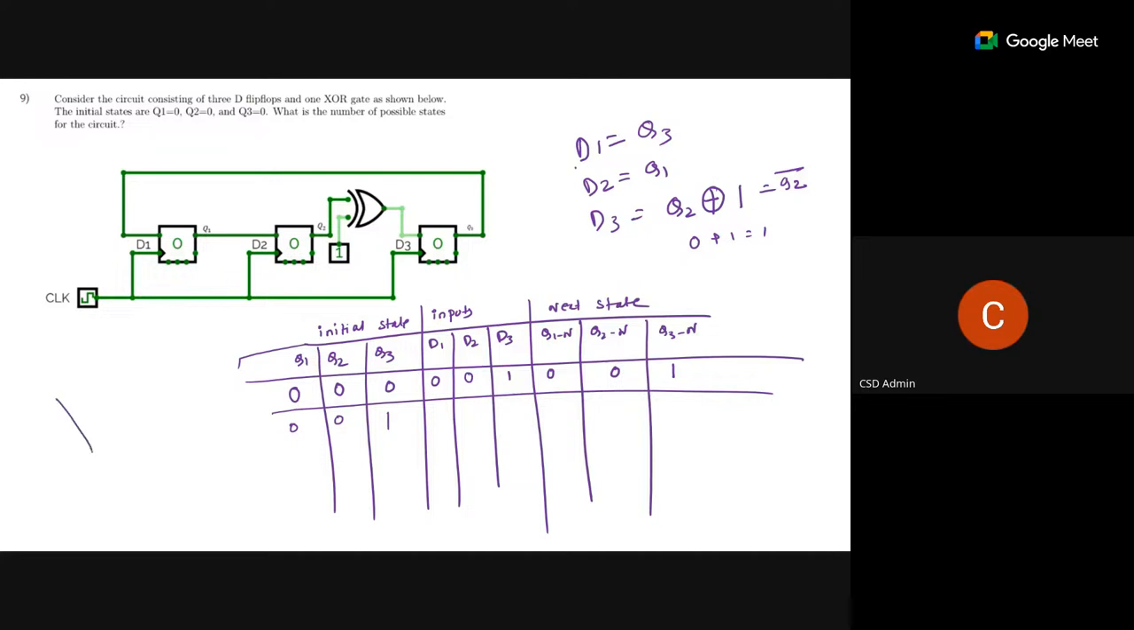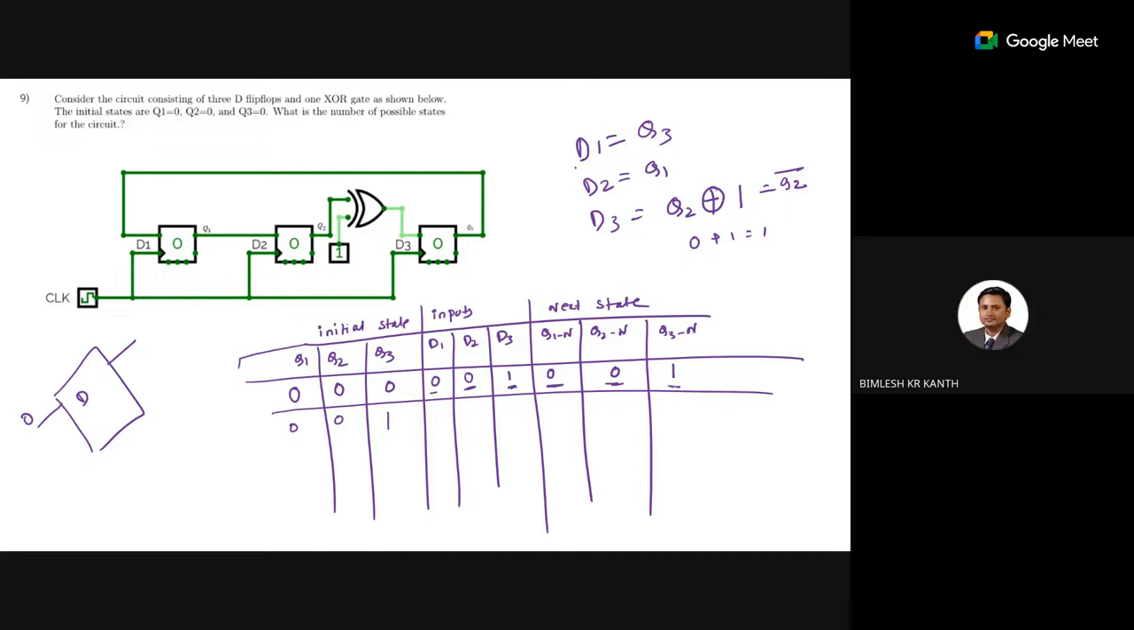See, suppose, this is a D flip flop, right? Correct. So if it is getting 0, what will be the output? 0. That's why 0 and 0. Q1 next is 0. Correct. D2 is 0, so that's why 0. And D3 is 1, so it will be 1.